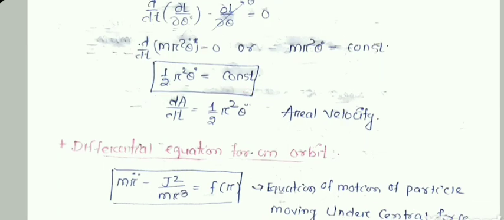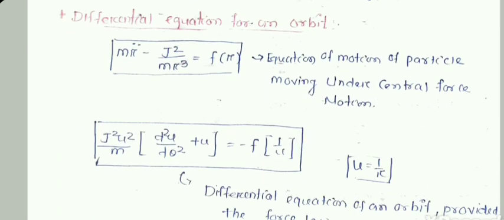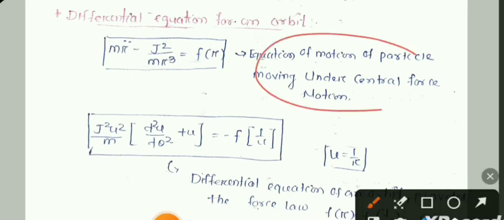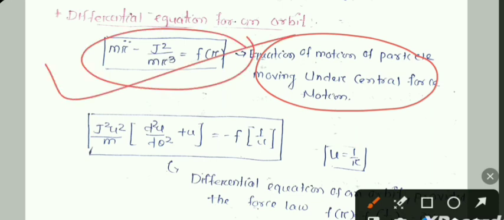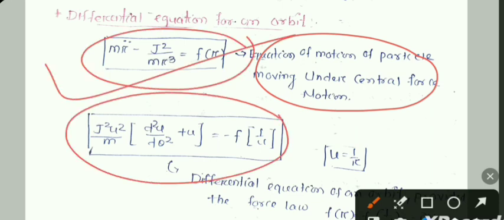Then the next one is the differential equation for an orbit. For a particle moving under central force motion, this equation of motion is most important. This equation is also most important: J square u square by m times d square u divided by d theta square plus u is equal to minus f of 1 by u. Here you have to keep in mind that u is equal to 1 by r.